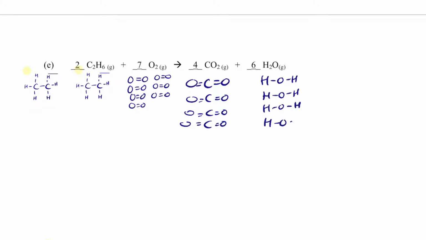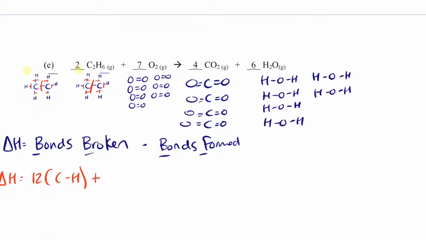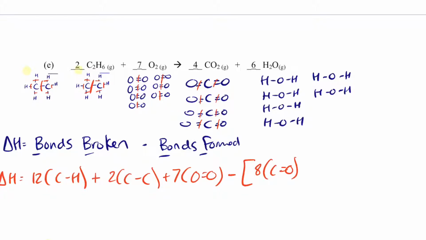So this one is kind of as complicated as I think it gets, just because we have a lot of different molecules that we need to think of. And delta H is equal to bonds broken, which is BB, minus bonds formed, which is BF. So I am breaking 1, 2, 3, 4, 5, 6, 7, 8, 9, 10, 11, 12 CH bonds. So delta H equals 12 times CH. I'm going to break 2 CC bonds. I'm going to break 1, 2, 3, 4, 5, 6, 7 O double bonds. And then I'm going to subtract away 1, 2, 3, 4, 5, 6, 7, 8 C double O bonds. And then 1, 2, 3, 4, 5, 6, 7, 8, 9, 10, 11, 12 OH bonds.